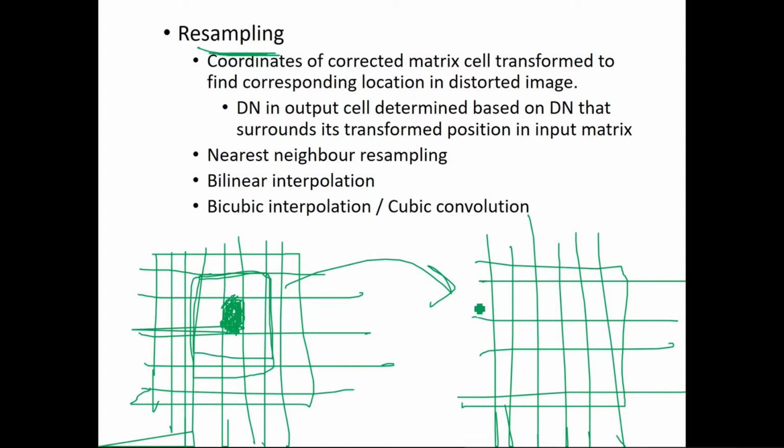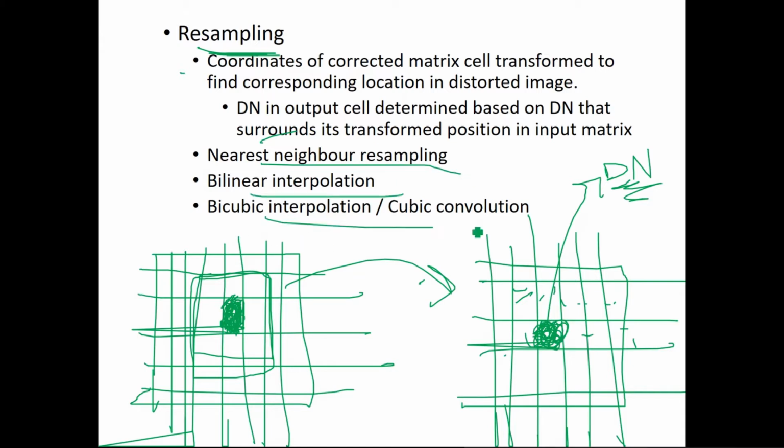So the DN of this particular output cell is determined based on the DN that surrounds its transformed position in the input matrix. Based on the cells surrounding it, I will find the DN of this cell, and by carrying out the same for all cells, I will get a corrected image. For that you have three methods: nearest neighbor resampling, bilinear interpolation, and bicubic interpolation or cubic convolution.